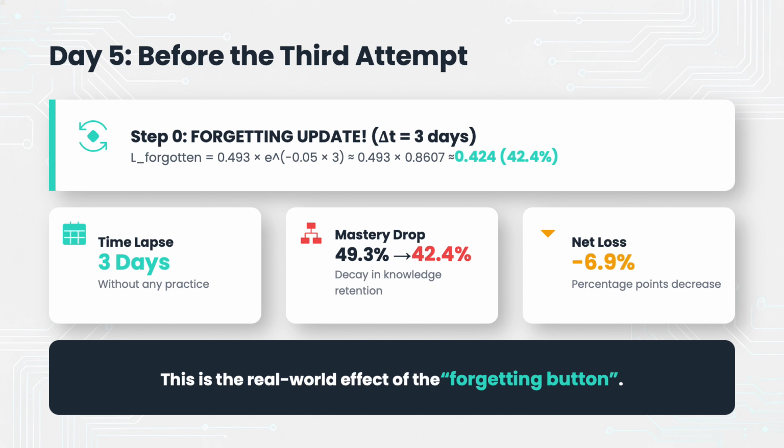That's a drop of almost 7 percentage points over 3 days. This is the tangible effect of the forgetting mechanism we've been discussing. It shows that knowledge isn't static. It fades if not reinforced.